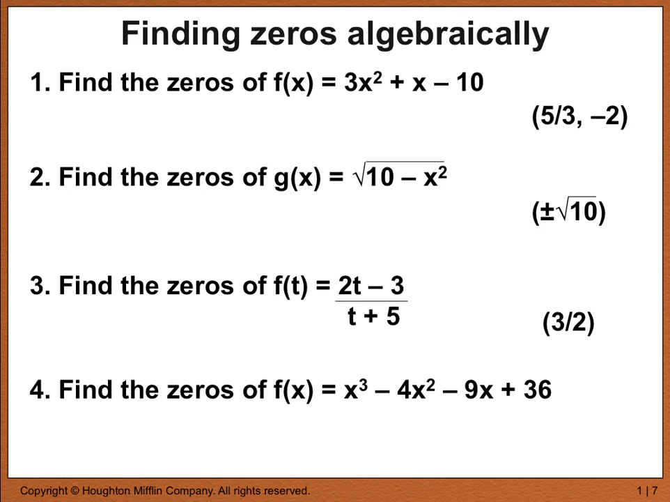Finally, find the zeros of f of x equals x cubed minus 4x squared minus 9x plus 36. All right, so at first sight, this looks pretty daunting because we have a cubed in there and we're not used to seeing that. But this is possible, and it's possible by grouping terms. So try to group the terms in a way where you see a pattern.